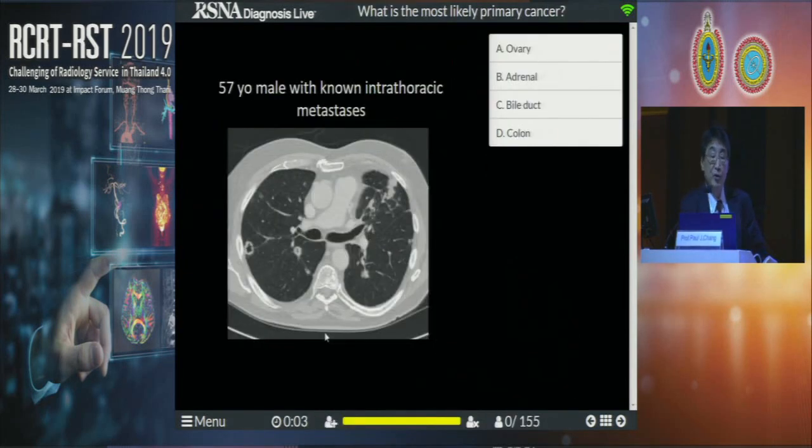Here's another patient. This is a 57-year-old male with known intrathoracic metastases. My question is, what do you think the most likely primary is? What is the primary cancer from this patient?